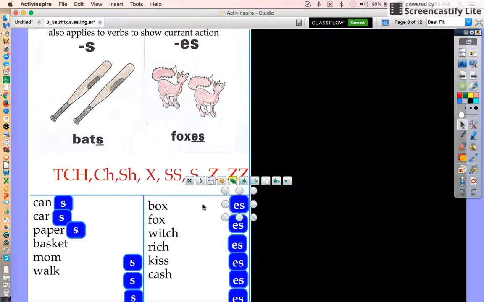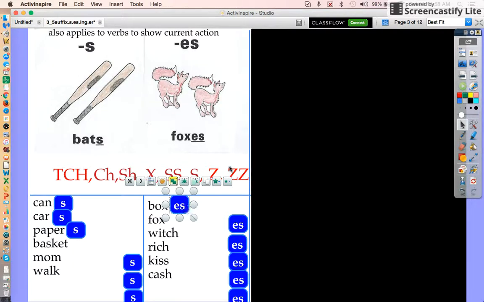So box, it has a hissing sound. It needs es. Boxes. And you notice when you add an es, it makes it into two syllables. All right, fox has an X. That's a hissing sound. Let's add ES. Foxes, more than one fox. Here we have TCH, a hissing sound. This is witch, as in the witch had a mole on the end of her nose. But if we want to talk about more than one witch, we need to add ES because ch is a hissing sound. The witches made their alphabet stew.